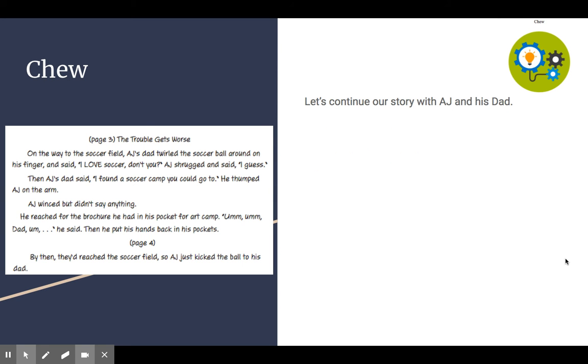We're going to continue our story with AJ and his dad. So, this might be the end of my first book. Okay. Let's go ahead and read the mentor text.